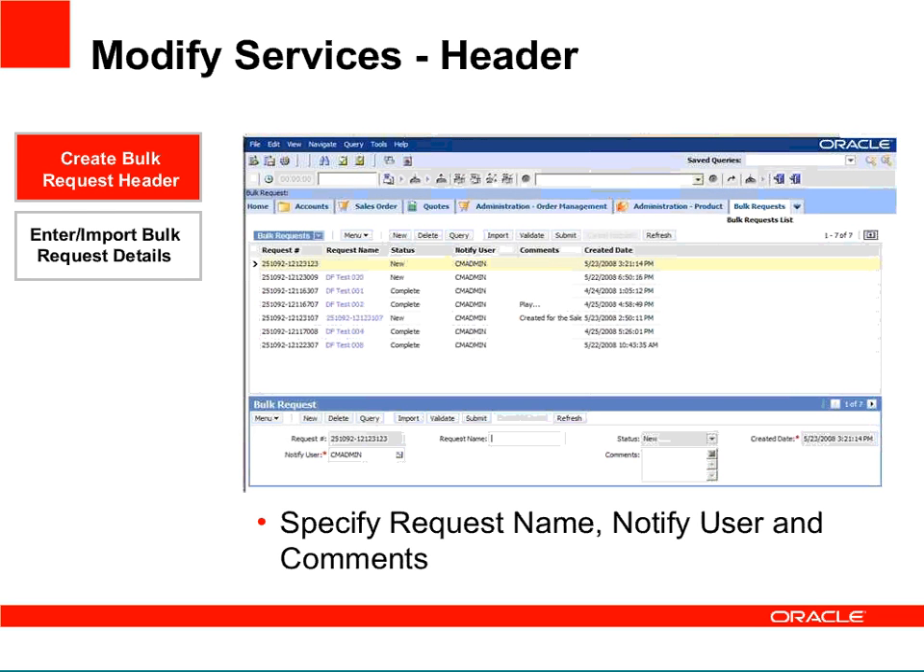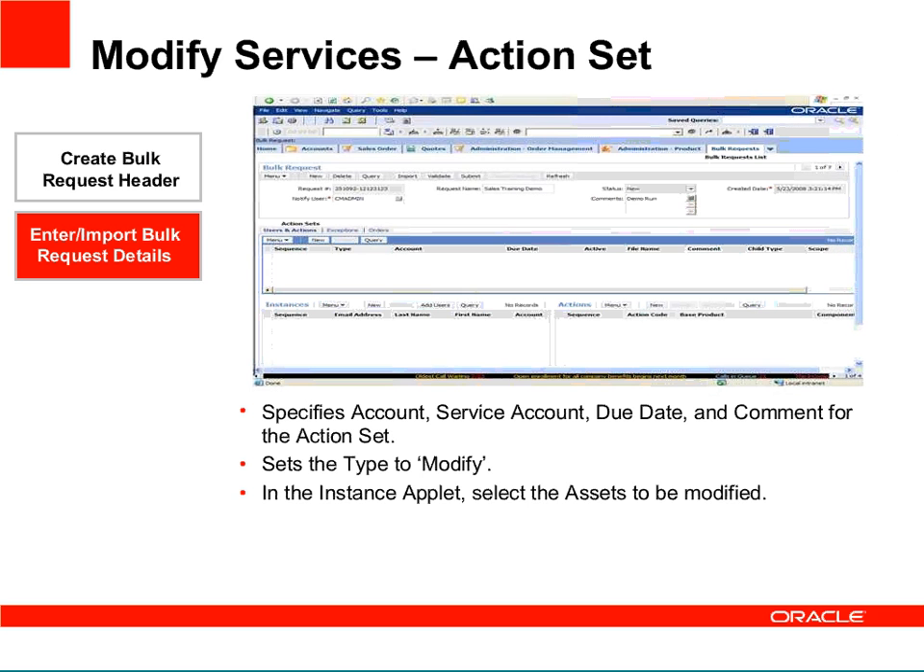Let us look at the second test case to modify services. Navigate to the bulk request screen and create the header record and specify request name, notify user, and comments. Also select the mode to either quote or order. Specify account, service account, due date, and comment for the action set. Set the type to modify. In the instance applet, select the asset to be modified.